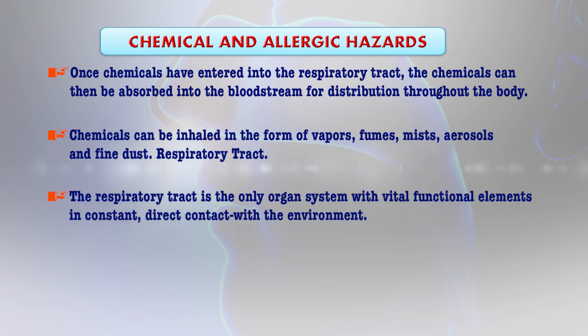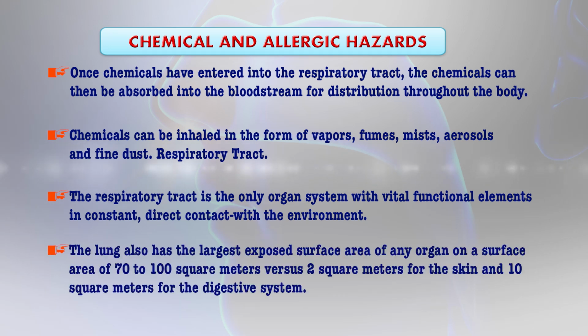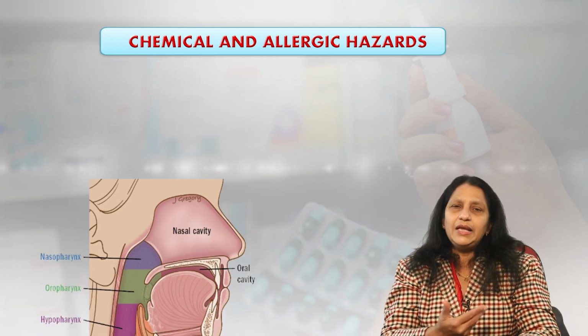The respiratory tract is the only organ system with vital functionalities and also in constant and direct contact with the general environment. The lungs also have the largest exposed surface area of any organ, that is 70 to 100 square meters versus 2 square meters for the skin and 10 square meters for the digestive system. Just imagine that, and also you have to think about it.